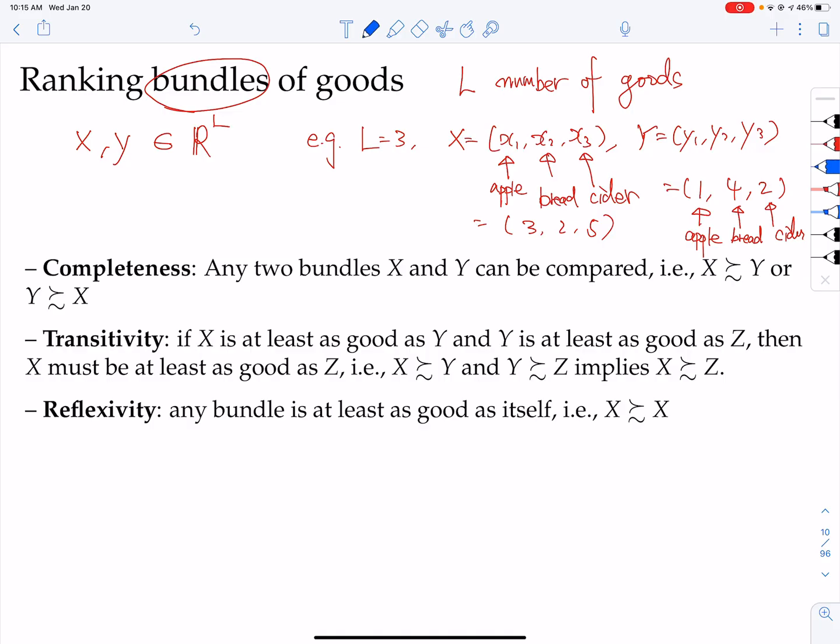All right. So here, completeness means that any 2 bundles can be compared. So either you prefer X to Y or you prefer Y to X. So this wavy line is describing an indifference as well. Okay, so when you say I prefer X to Y, that means I prefer X to Y weakly. Right?